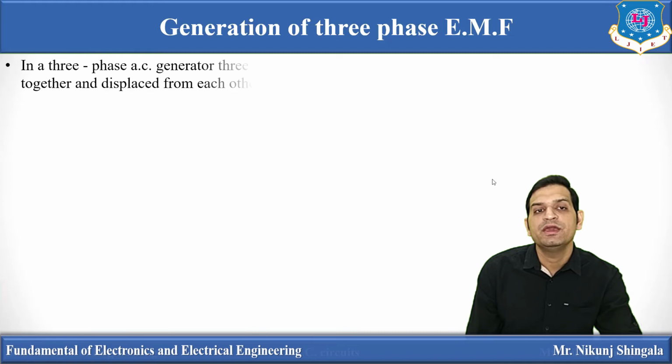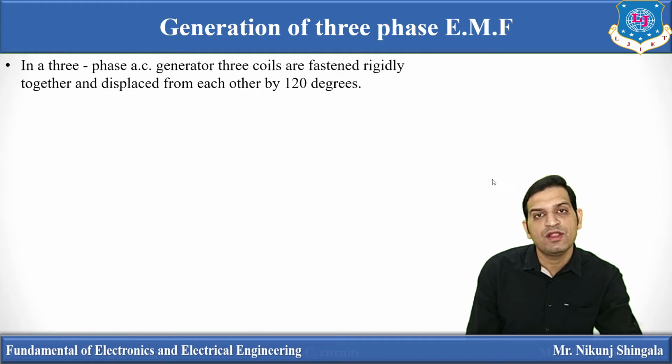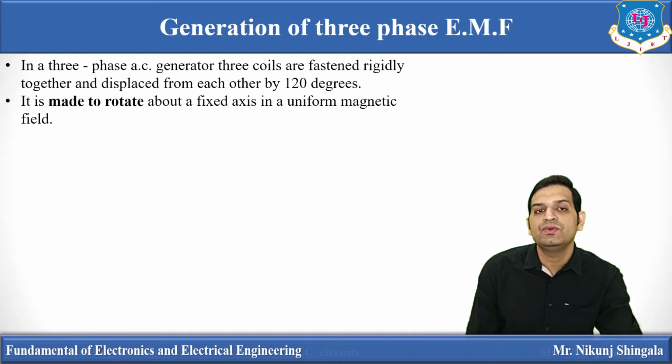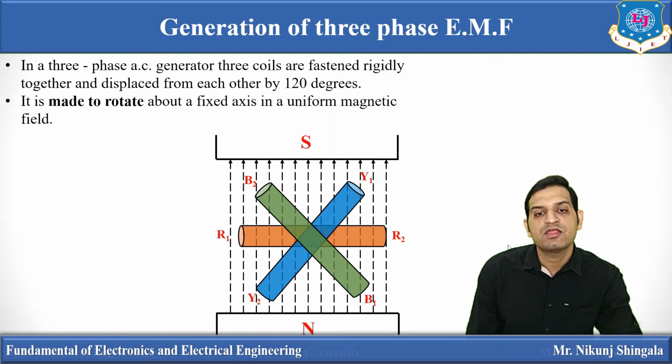As I told you, in the three-phase AC generator, three coils are required, and the coils are displaced by 120-degree from each other. The coils are fastened rigidly together. All the coils are made to rotate about a fixed axis in the uniform magnetic field. Here you can see the basic setup. N and S are the poles of the electromagnet. These are the magnetic lines of force.